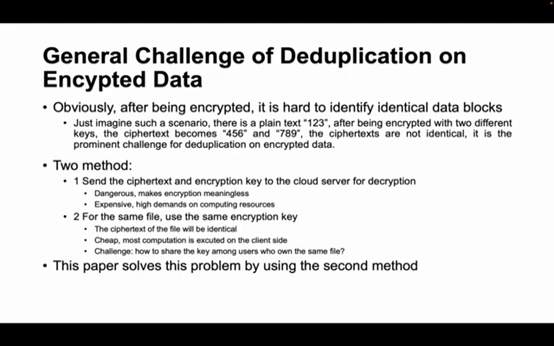The ciphertexts are not identical, but the client uploads the plain text to the cloud. The cloud just needs to store one copy, but after being encrypted, the cloud needs to store two copies. The cloud server cannot identify the same files after they are encrypted. It is a prominent challenge for deduplication on encrypted data.